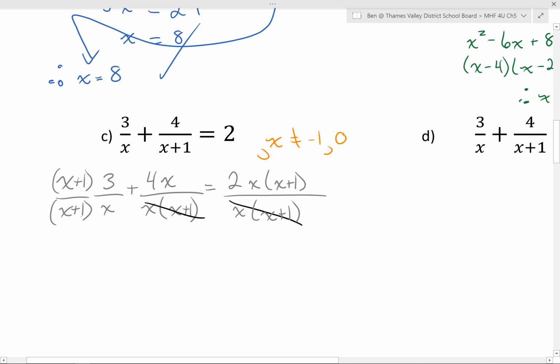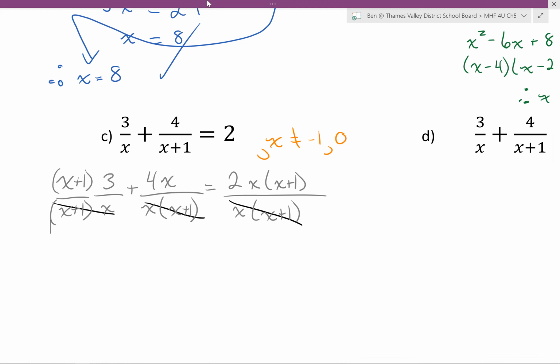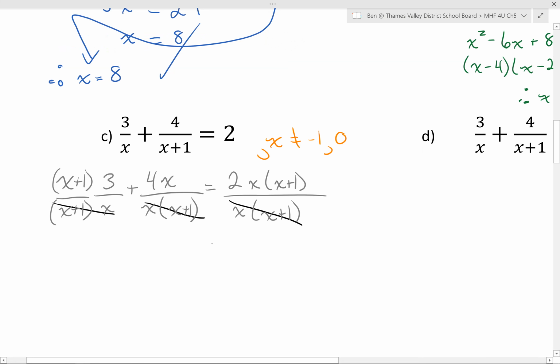We can cancel out these common denominators, leaving us with a much simpler problem that we know how to solve, and that is 2x times x plus 1 on my right-hand side, x plus 1 times 3 plus 4x on my left-hand side. Again, I need to distribute so that I can expand into a standard form before factoring it. So we're working with 2x squared plus 2x on the right-hand side here. I'm working with 3x plus 3 plus 4x on the left-hand side here.